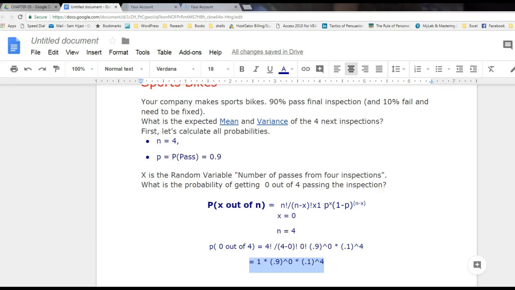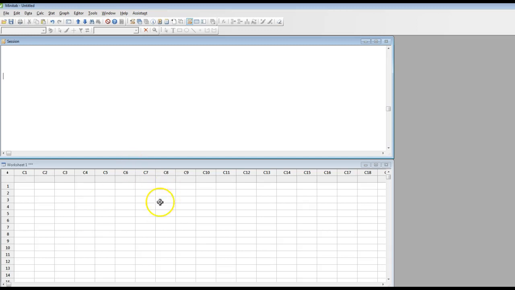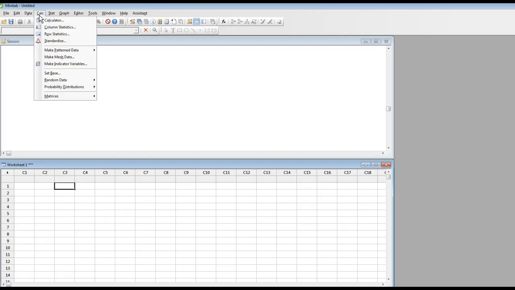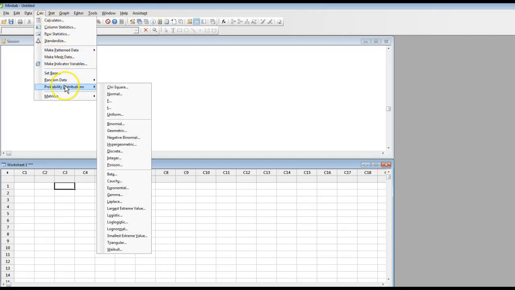So I'm going to show you here. This is Minitab. It's a very powerful analysis tool. I would like to go directly to the calculator there, and I'm going to go to the probability distribution. We have one fixed x, which is 0, and n is 4. The probability is going to be 0.9. So I'm going to put all these values in the calculator here.